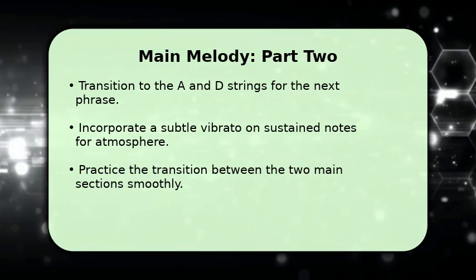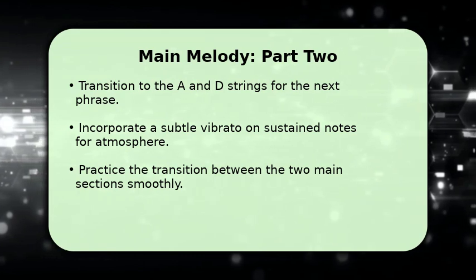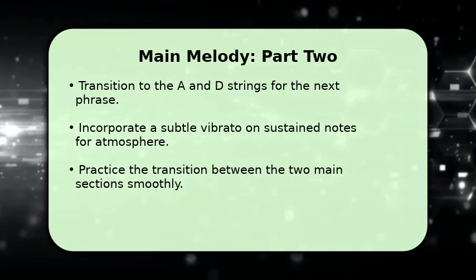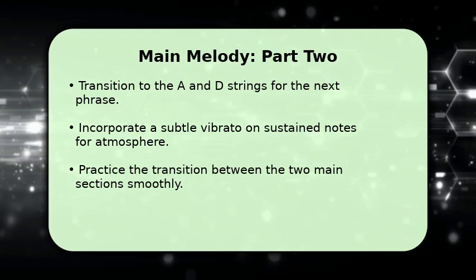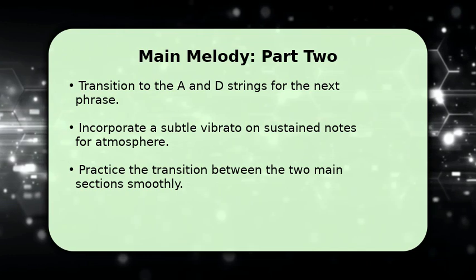Now, let's move to the second part of the theme. This section transitions to the A and D strings, introducing higher notes that complement the low E string riff. Try adding a subtle vibrato to any sustained notes. This will enhance the eerie, unsettling atmosphere of the piece.